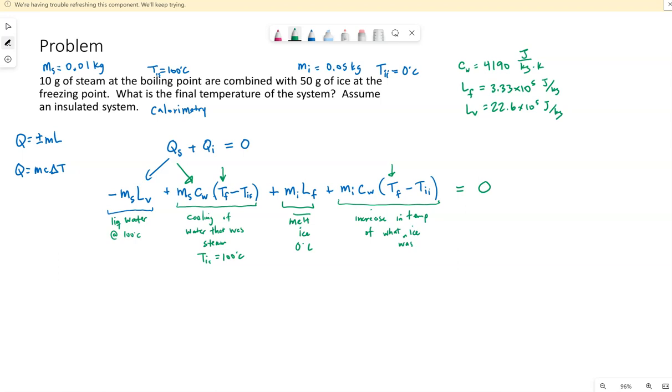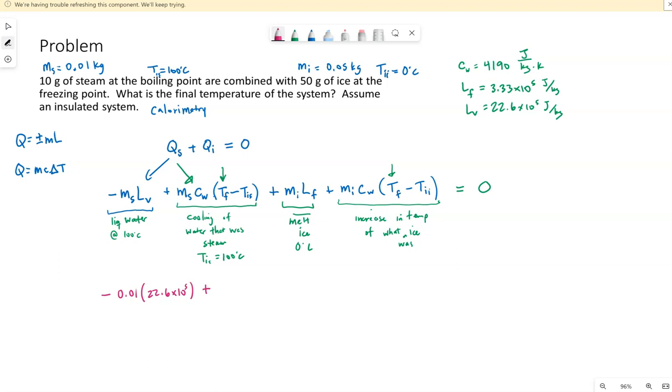Now, whether we solve completely symbolically from here or plug in numbers doesn't matter. This setup as it is right now is considered our symbolic equation. I sometimes find it easier to plug in my numbers now, though you don't need to. But I like to make sure I have the right temperatures attributed to the right material. So my first term was steam, that just needed the latent heat of fusion.